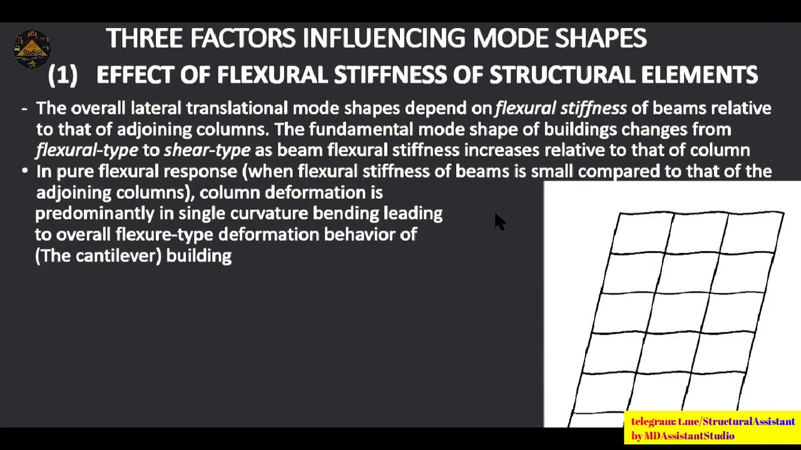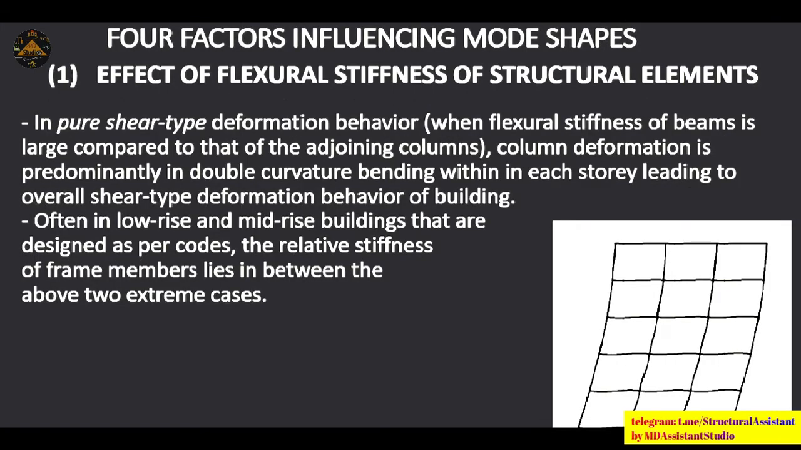The topic does not end at the first mode, second mode, third mode, translation and rotation modes. It also continues to the overall lateral translation mode. This is somewhat shear type deformation behavior. Here you can see that the columns are also showing a curve in addition to the beams. So in pure shear type deformation behavior, the flexural stiffness of beams is large compared to that of adjoining columns, and column deformation is predominantly double curvature bending within each story, leading to overall shear type deformation behavior of the building.